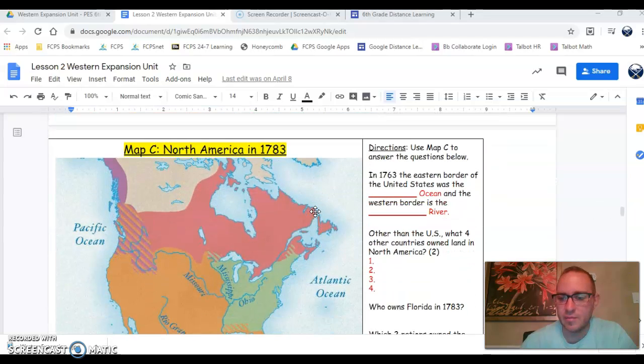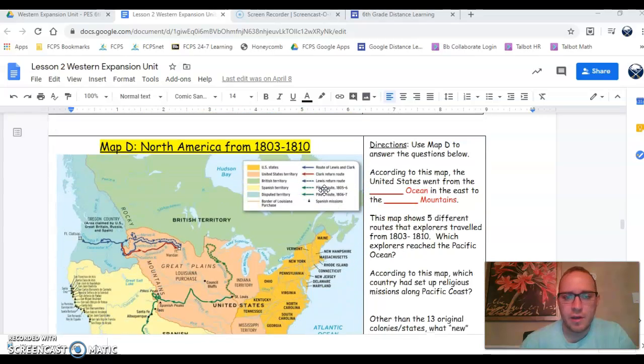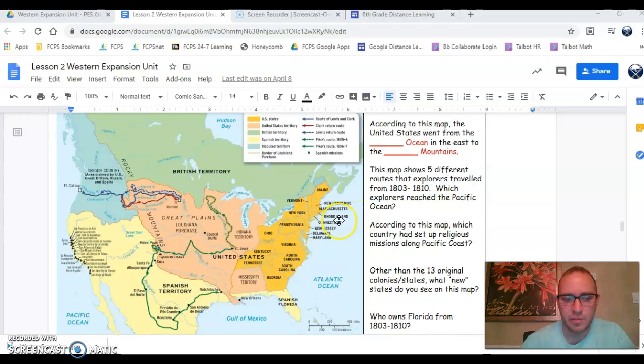Then you're going to be looking at a map that was created after the American Revolution in 1783. That's when the British surrendered to George Washington and the Continental Army at Yorktown. So this map shows what the country looked like at its very beginning. The next map shows the United States from 1803 to 1810. This is the first 7 years of Western expansion. So again, analyze the different colored arrows, the different shaded colors and what they mean, and then answer the questions to the best of your ability.